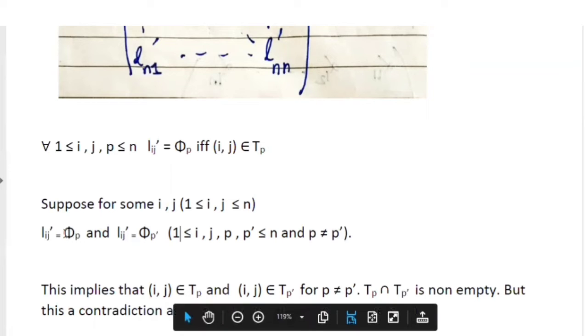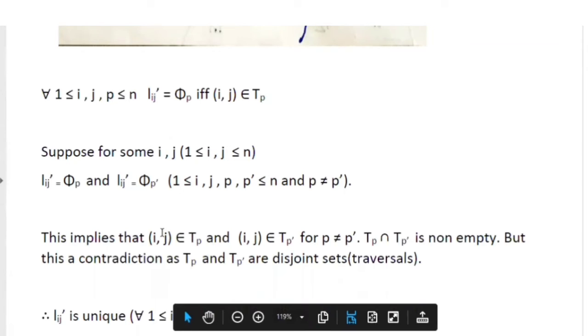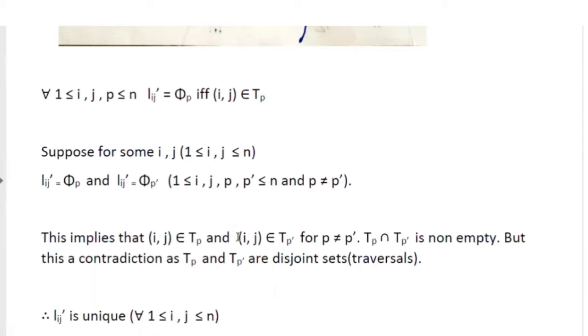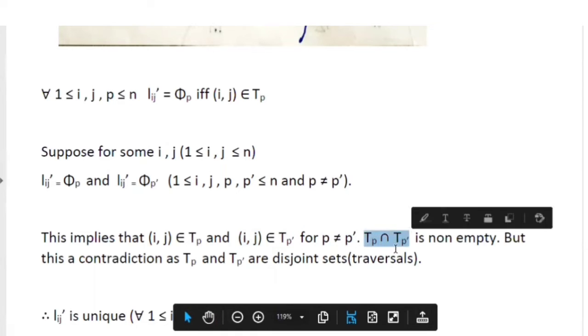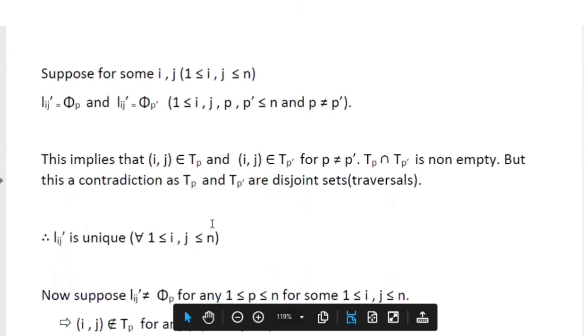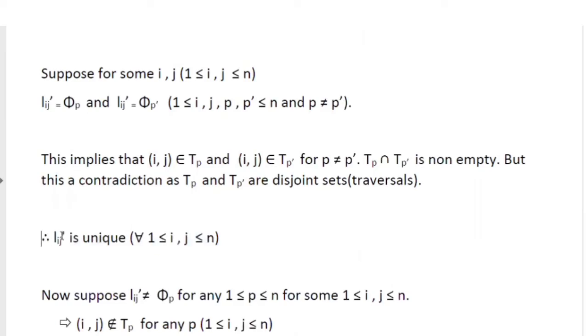If it is phi p and also phi p dash, that tells us the ordered pair (i, j) belongs to Tp, and also the ordered pair (i, j) belongs to Tp dash, for p not equal to p dash. That means that Tp intersection Tp dash is non-empty. But this is a contradiction because we assumed that Tp and Tp dash are disjoint sets. We know that Tp and Tp dash have to be disjoint, but here we get an element of the intersection. So this is not possible. Hence, this leads to the conclusion that Lij dash is unique.